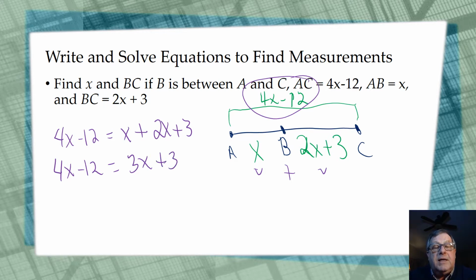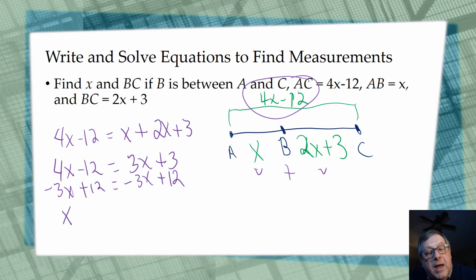Now let's start to isolate the variable, and when we do, let's do it like this. Let's subtract 3x from both sides and add 12 to both sides. And let's see, 4x minus 3x is just going to give me x. My negative 12 and my positive 12 are going to cancel. My 3x and my negative 3x are going to cancel. And 3 plus 12 equals 15. And so Shazam, x equals 15.